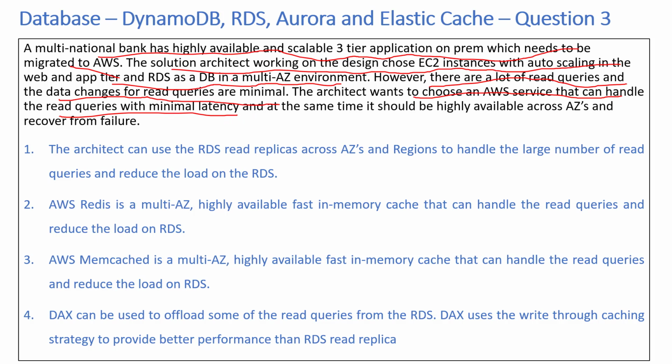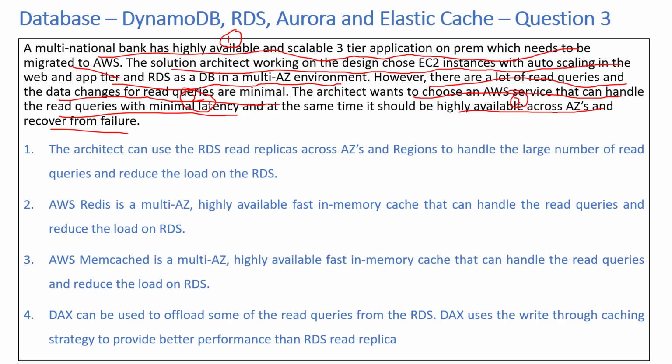So what are the 3 key requirements? The solution should be highly available, and on the web and app tier it is using EC2 instance auto scaling, so that's already covered. On the database side, it's using RDS in a multi-AZ environment. However, there are a lot of read queries that the database is experiencing, and the architect has to have a service which can help with these read queries and handle them with minimum latency, and at the same time that service should also be highly available across AZs and recover from failure, right? So these are the 3 key requirements.